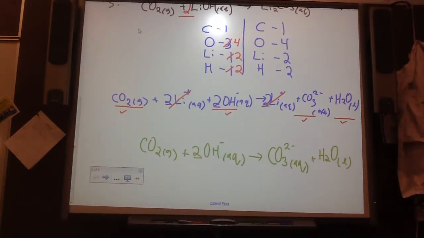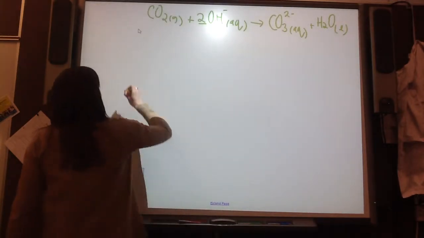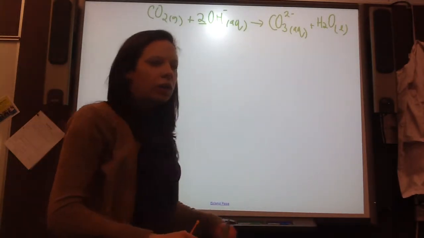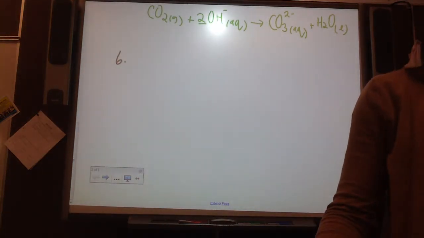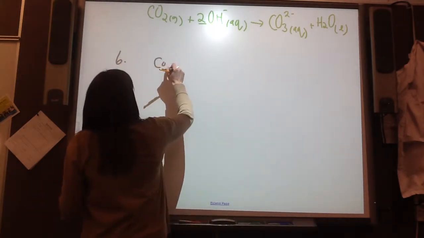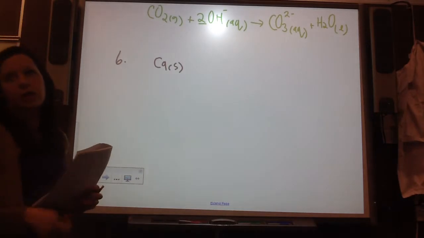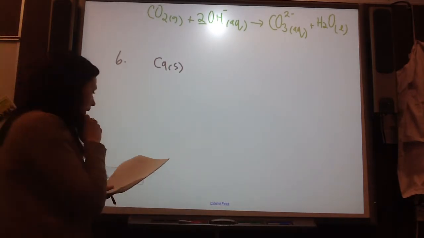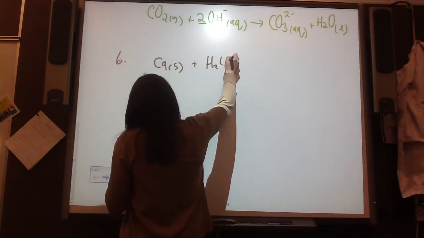All right, so let's do 6. All right, so we have calcium metal added to water, right? Okay, so here we have our calcium metal, and it needs to be solid. It needs to start at room temperature, so solid. We can't say that it's dissolved. Plus H2O.